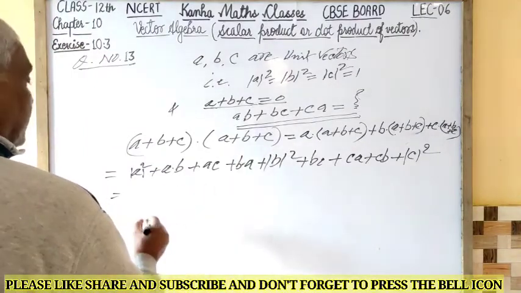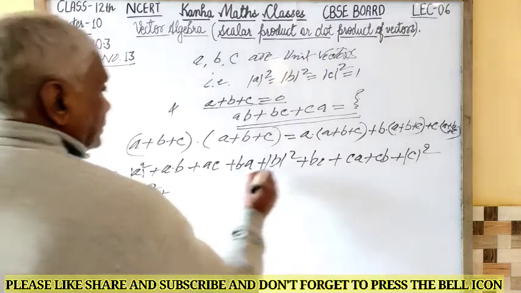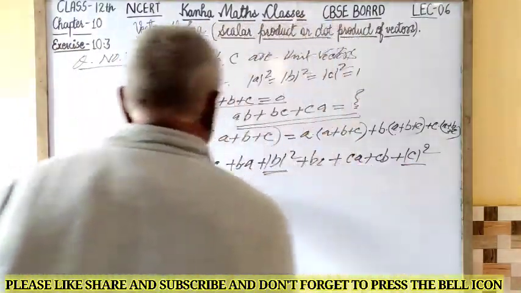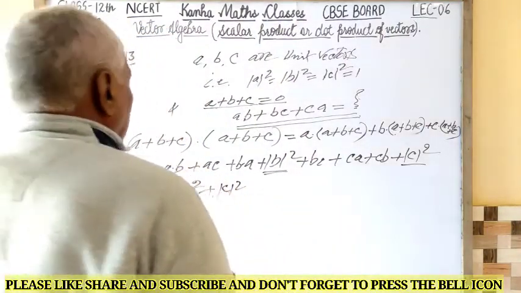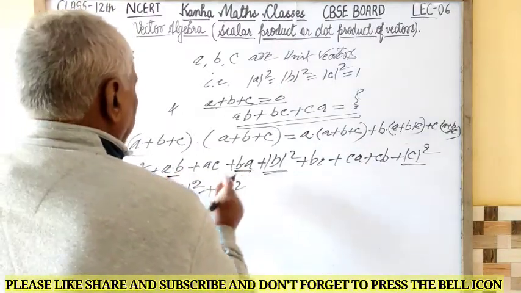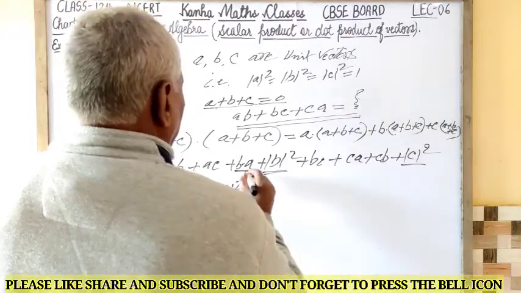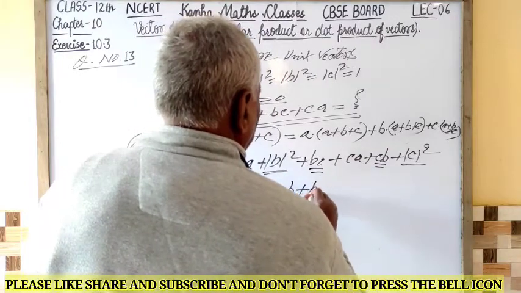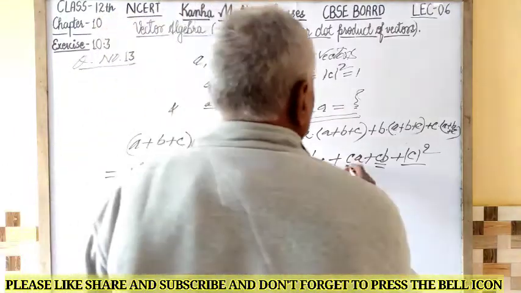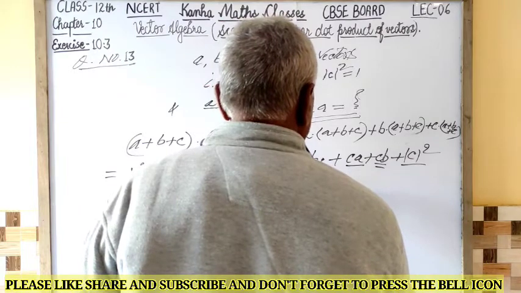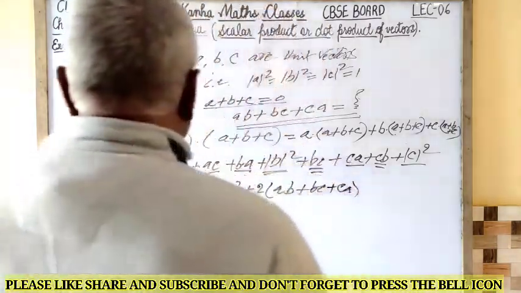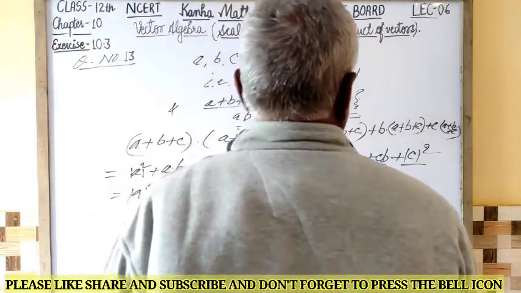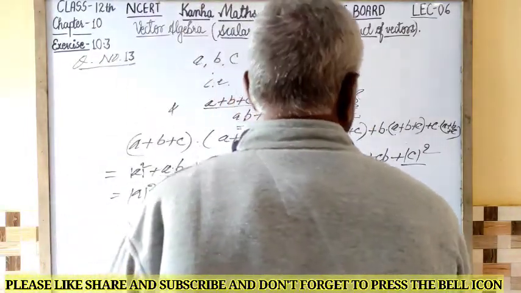You will rearrange: mod of A square plus mod of B square plus mod of C square, and by virtue of dot product, A.B is equal to B.A, meaning 2 A.B. Similarly, B.C and C.B give 2 B.C, and A.C and C.A give 2 C.A. Then A square plus B square plus C square plus 2(A.B plus B.C plus C.A), and this is equal to 0.